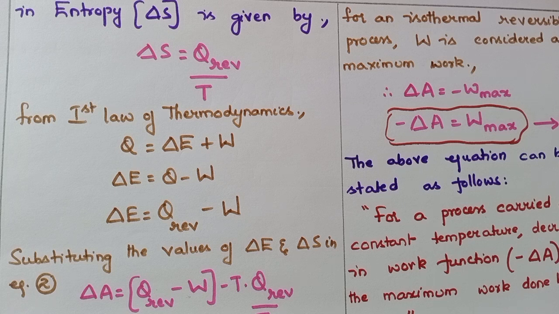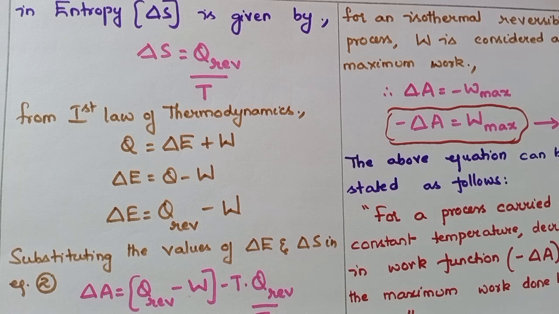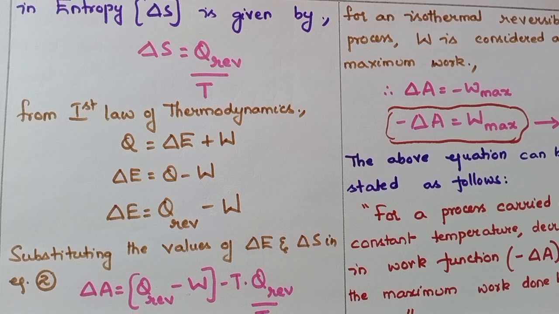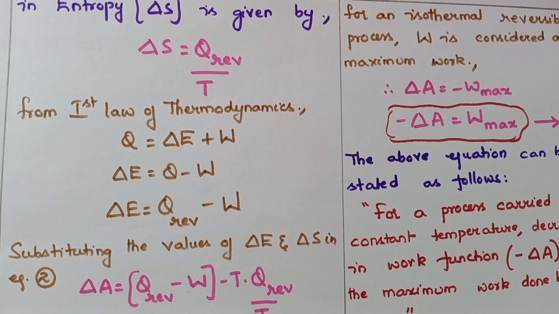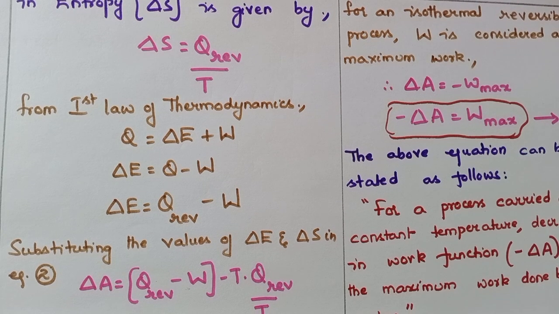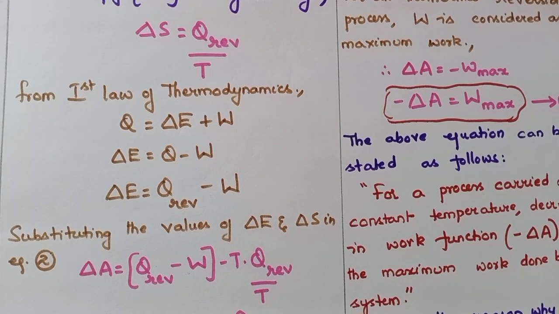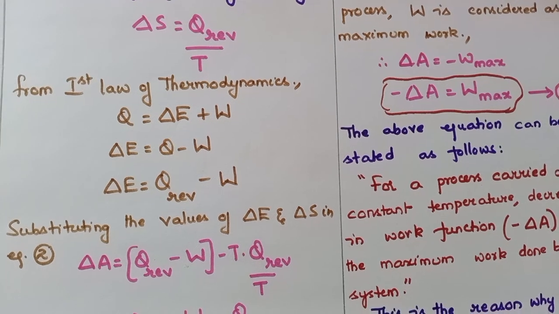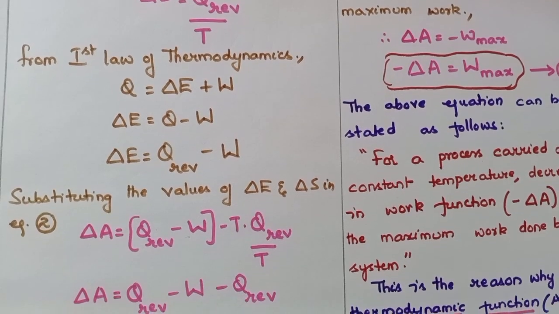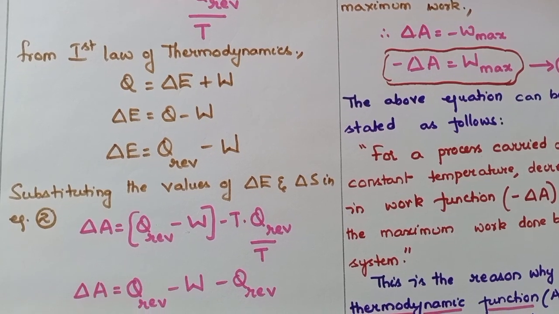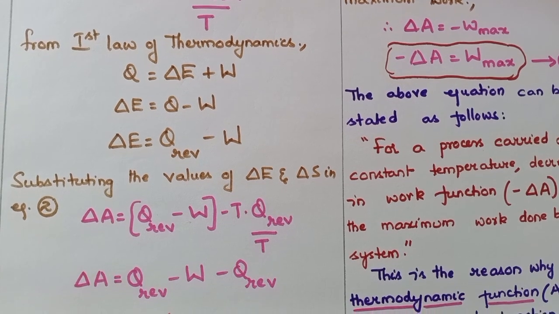left side delta A is equal to, in the place of delta E, what will you write? Q reversible minus W, put it in brackets, minus T, and the delta S value is Q reversible by T. So T gets cancelled. What remains? Delta A is equal to Q reversible minus W minus Q reversible.